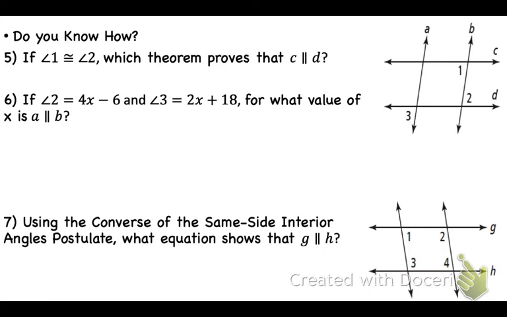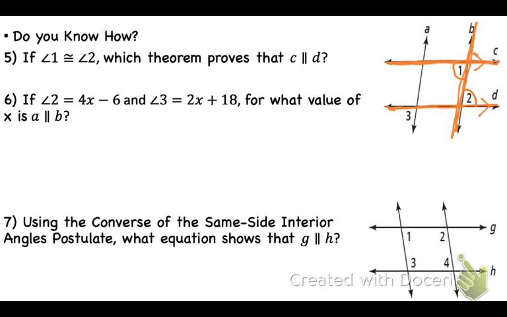We're going to pick a different color. Orange. Okay, so we're saying that angle 1 is congruent to angle 2. If that is true, so C is here, yes? And D is here. So the transversal would be B, wouldn't it? Okay. So what theorem tells me that C is parallel to D?